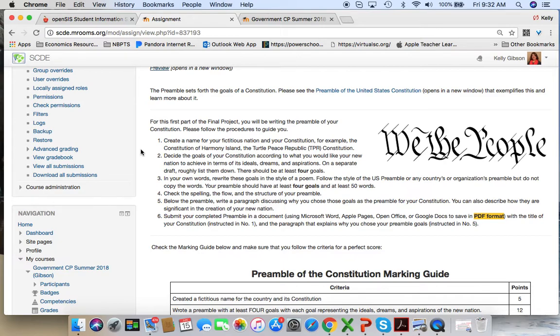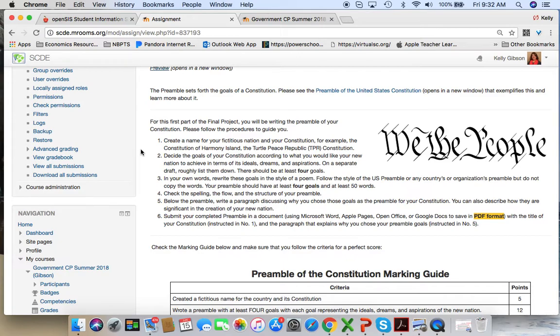You need to decide the goals of your constitution based on what you would like your new country to achieve in terms of its ideals, dreams, and aspirations. So you'll need to think about what these are going to be and write them out. There should be at least 4. Then you are going to rewrite these goals in the style of a poem. You can follow the style of the United States Constitution's preamble or any other country's preamble, but do not copy them. Remember, that's plagiarism. You are creating your own using an existing one as an example.